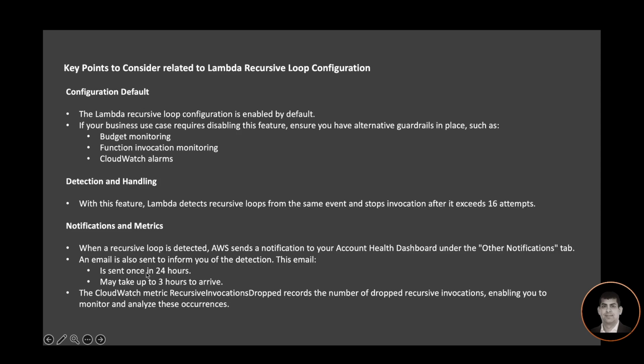So when a recursive loop is detected, AWS will send a notification to your account health dashboard under the other notification tab. And then an email is also sent to inform you of the detection. The point to consider is the email is sent once in 24 hours, and it may take up to 3 hours to arrive. So within that 24-hour window, if there is another recursive loop, then you will not get that email.